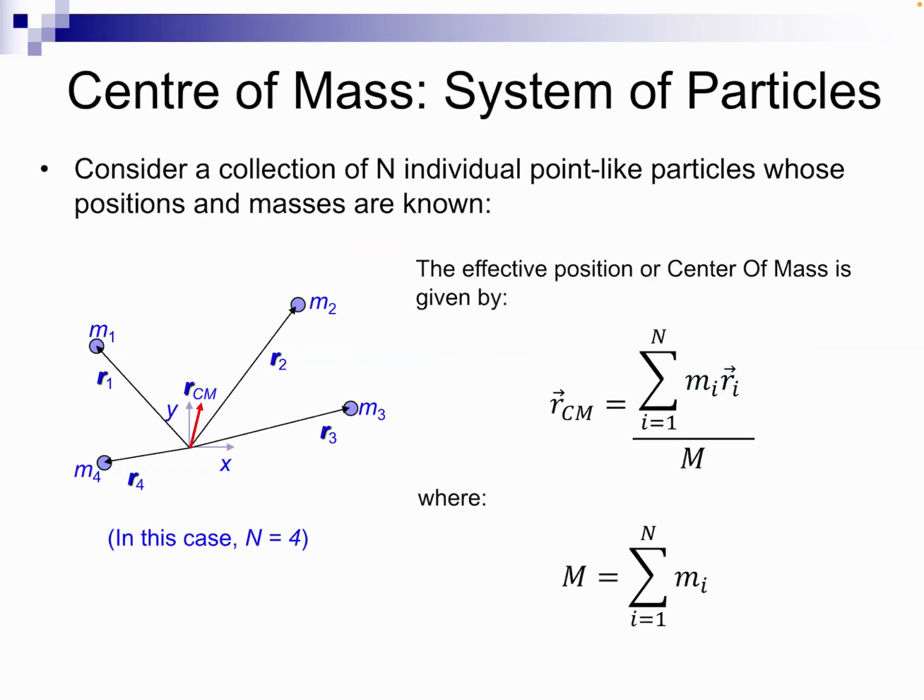Where does it balance? Mathematically, if you have several particles or several objects, this is how we find the center of mass. It's defined by this mathematical equation here. In this particular figure, you have 4 masses, M1, M2, M3, M4. Each mass is located at some position compared to a reference position. So let's say this is some origin or reference point.